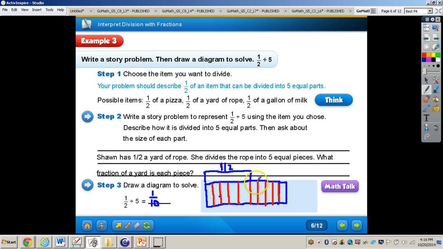the half representing the half yard of rope. Okay, and then 5 equal pieces, that half there. Okay, however, for the whole entire yard, it would be 1/10. Okay, so each section there represents 1/10. Okay, so 1/2 divided by 5 equals 1/10.